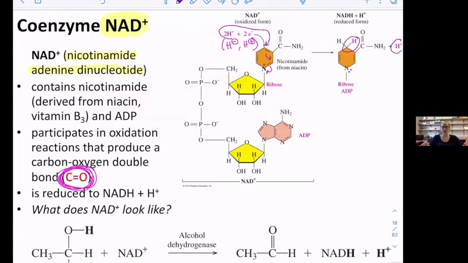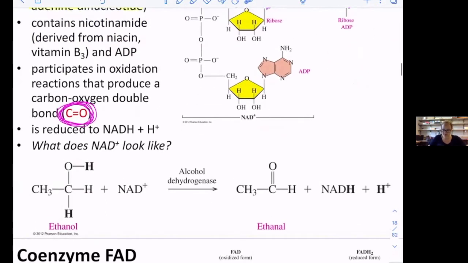But NAD plus is going to accept those hydrogens. It says it's kind of floating. To be honest, it's actually a complex, but it's just not covalently bonded. So NAD plus is reduced in order to form its reduced form that looks like this over here.